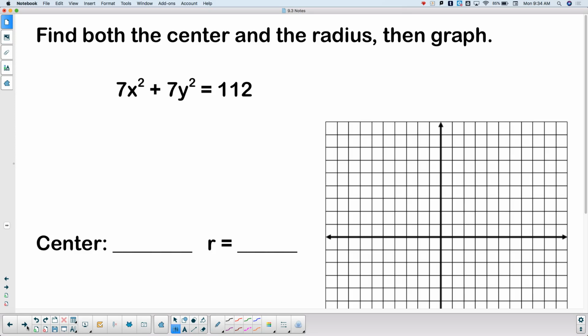It's our next topic, which is an ellipse. Okay? So that's the first thing. And the second thing is, if you have coefficients, you've got to get rid of them. So how am I going to get rid of the 7? Even easier than that. Divide everything by 7. That's the first thing I'm going to do, I'm just going to straight up divide every term by 7. That's going to give me x squared plus y squared equals 16.